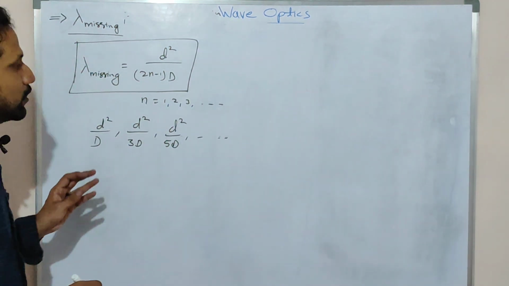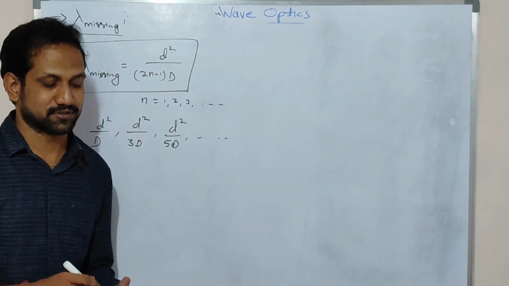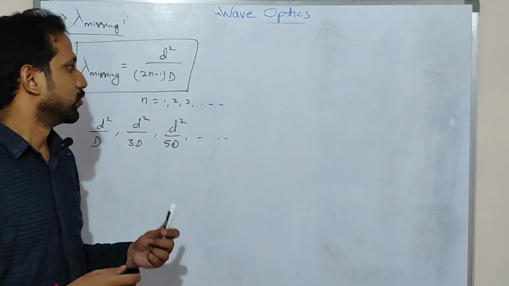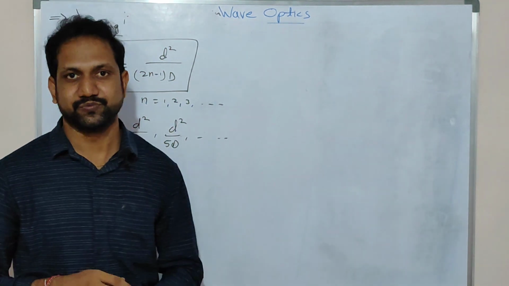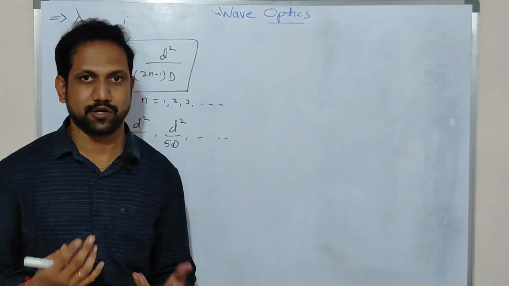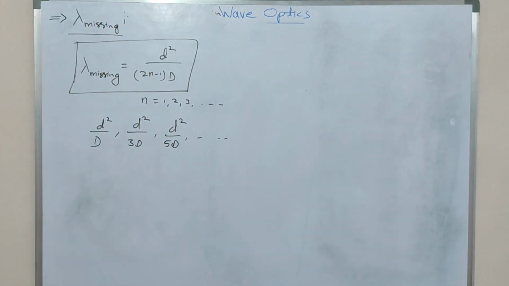If it is a polychromatic light, I mean there are a number of wavelengths. Generally monochromatic light will be there and also polychromatic. Monochromatic means only one wavelength. Polychromatic means there are many wavelengths, like white light. White light is polychromatic. In that polychromatic light we will have the missing wavelengths.